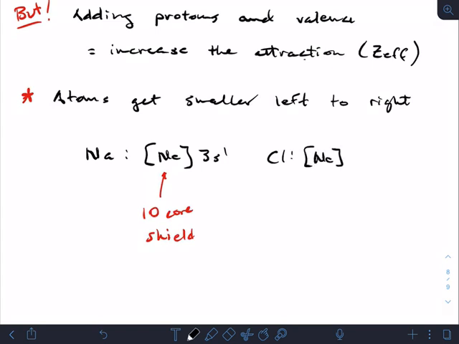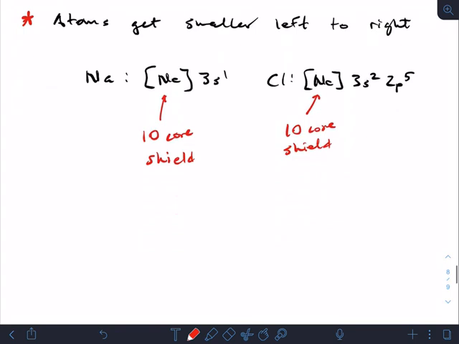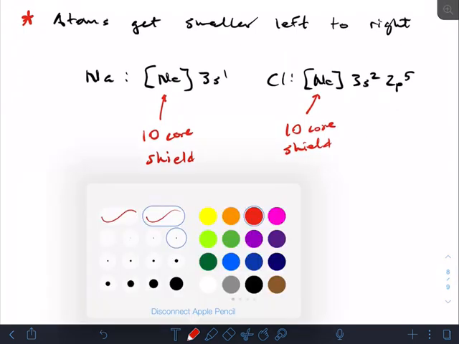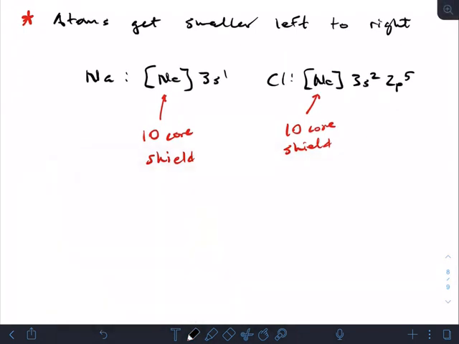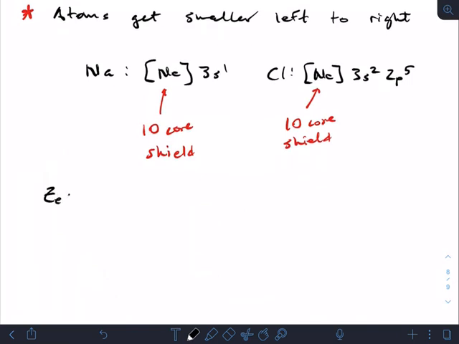In contrast, same row, chlorine has neon, 3s2, 2p5. Still just 10 core shield, right? So sodium is kind of like throwing 1 extra barbarian at the shield, and chlorine is kind of like throwing 7 extra barbarians at the shield. But let's come back to a slightly more scientific explanation than my Roman legion and calculate Z-effective.